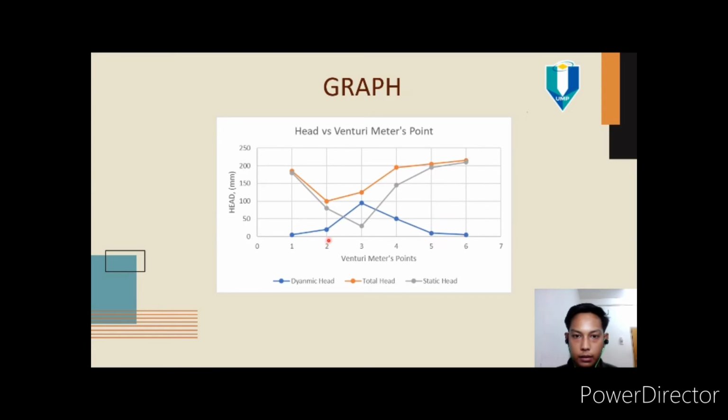Based on the dynamic head pattern, unlike the static head, the dynamic head trend is opposite to it, as in theory the velocity of moving fluid is vice versa to the pipe cross-sectional area. And the last one, we go to the total head. Total head is the sum of the static head and the dynamic head in the system. The overlapping in the pattern of the first and the second set of data may happen because of the small difference in the allocated flow rate.